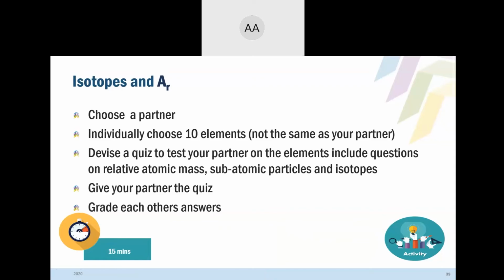I'm hoping that you'll all come up with a number of different quizzes that you can then share together and take back to your classrooms. So 15 minutes to do that. I would say 10 minutes to write your quizzes and 5 minutes to conduct them and grade them. We can, of course, take a little longer if you need to.